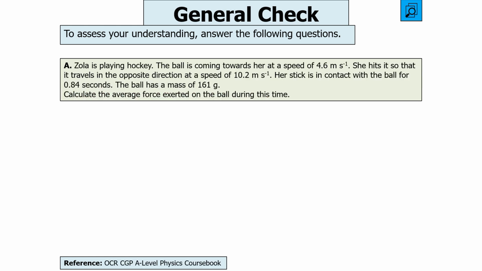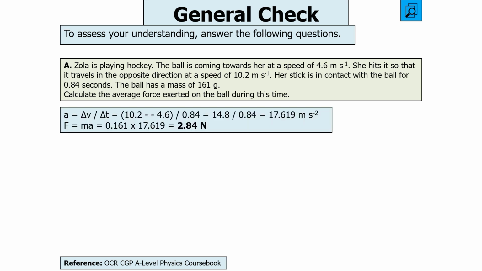The next question says, Zola is playing hockey. The ball is coming towards her at a speed of 4.6 meters per second. She hits it so that it travels in the opposite direction at a speed of 10.2 meters per second. Her stick is in contact with the ball for 0.84 seconds. The ball has a mass of 161 grams. Calculate the average force exerted on the ball during this time. Pause the video now, then unpause the video when you want to go through your answer.